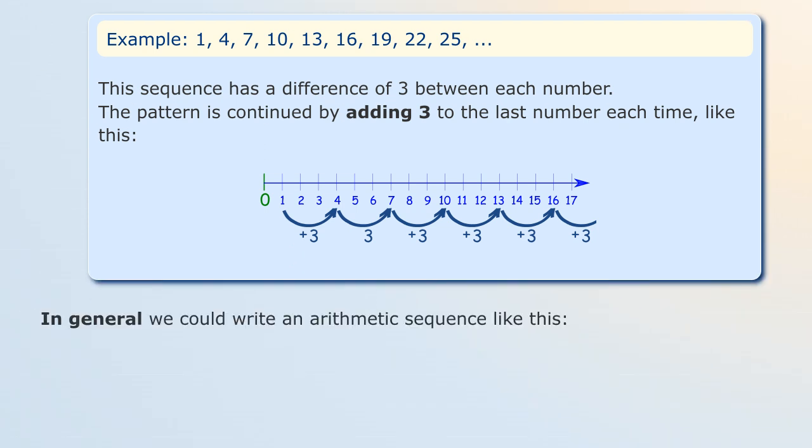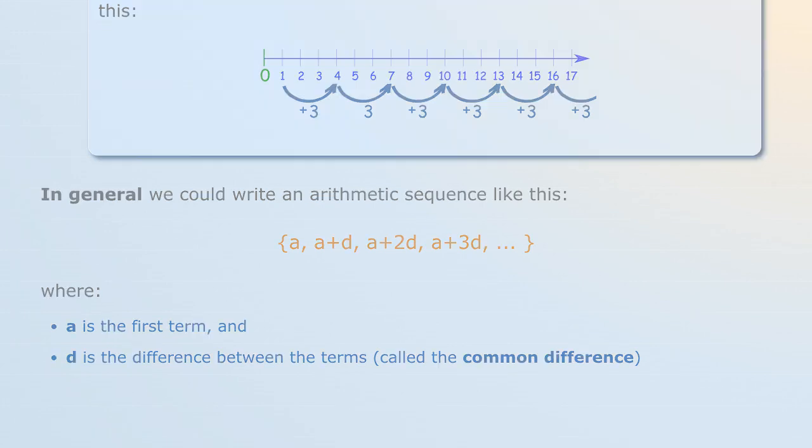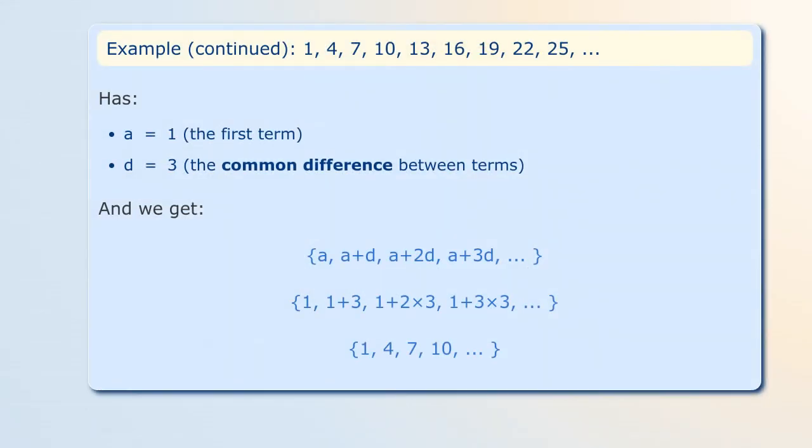In general, we could write an arithmetic sequence like this: a, a plus d, a plus 2d, and so on, where a is the first term and d is the difference between the terms, called the common difference. Our example has a equals 1, the first term, and d equals 3, the common difference between terms. And we get a, a plus d, a plus 2d, and so on becomes 1, 1 plus 3, 1 plus 2 times 3, and so on, which is 1, 4, 7, 10, as we wanted.